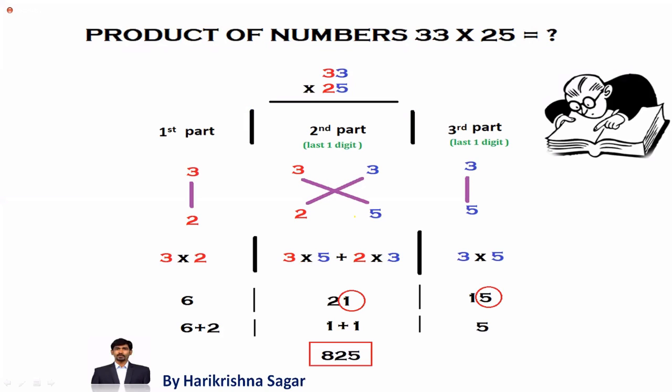This is the method which we are trying to follow. I am just using the method of criss-cross multiplication here. So 33 into 25, same method which we are using here. We are just trying to find out 33 into 25.